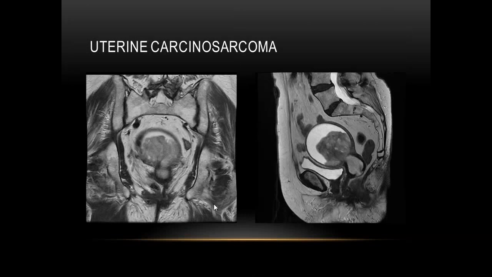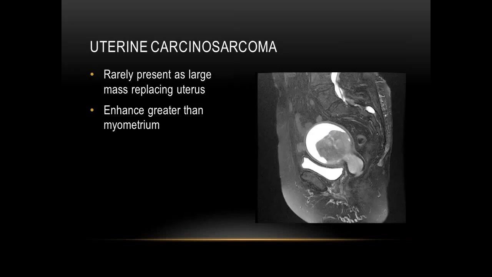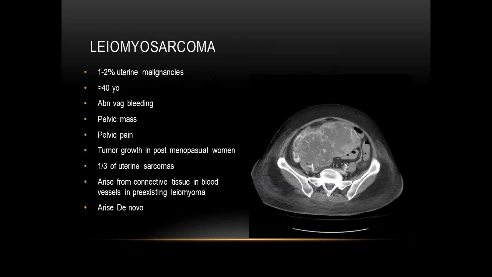So this is our uterine carcinosarcoma. Again, it very rarely invades the uterus but expands the endometrial cavity, or it very rarely takes over the uterus, I should say, in comparison to a leiomyosarcoma, which we'll discuss next. It enhances greater than the adjacent myometrium, and again, rarely presents as a large mass replacing the uterus.